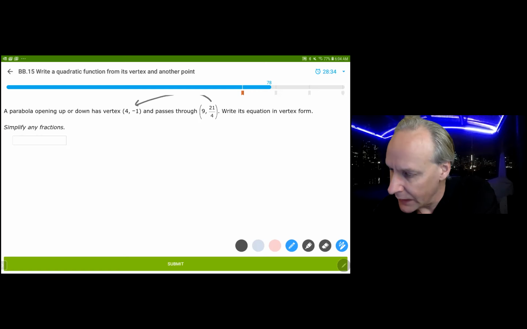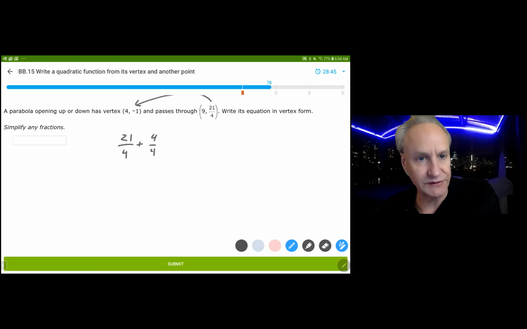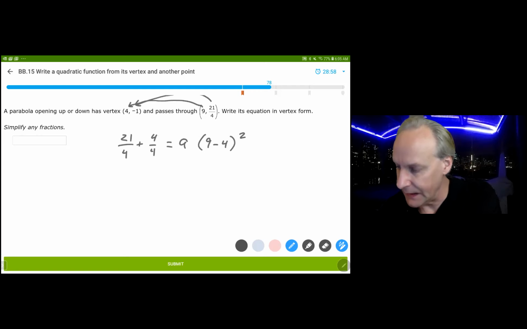I'm going to subtract my y's, which is going to give me 21/4 plus 1, but I'm going to write it as 4/4. I'm just going to simplify a whole bunch of stuff all at once. I subtracted -1, which is plus 1, and then I changed it to a common denominator. I've got my a, and then I'm going to subtract my x's. I've got a 9 minus 4, quantity squared. That's supposed to be an a, not a 9. So this is going to be 25/4, and this is 25.